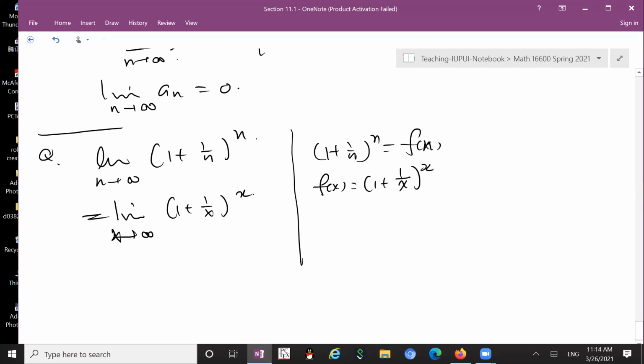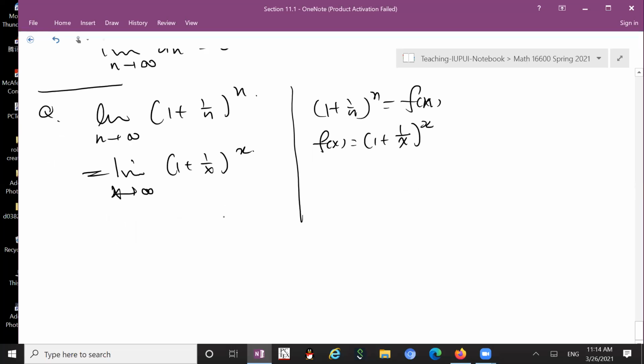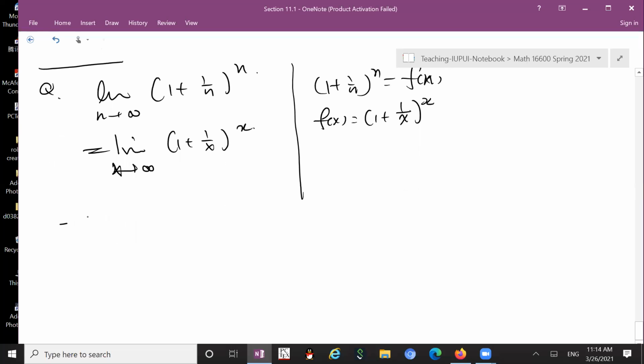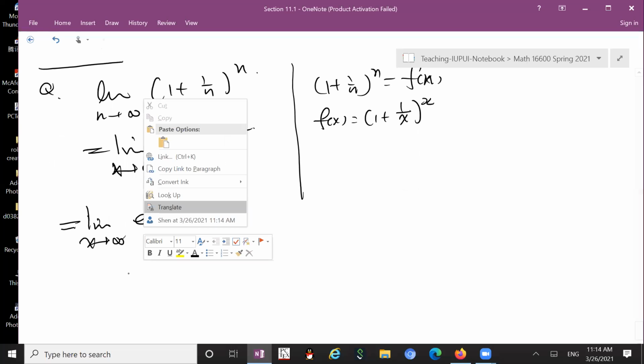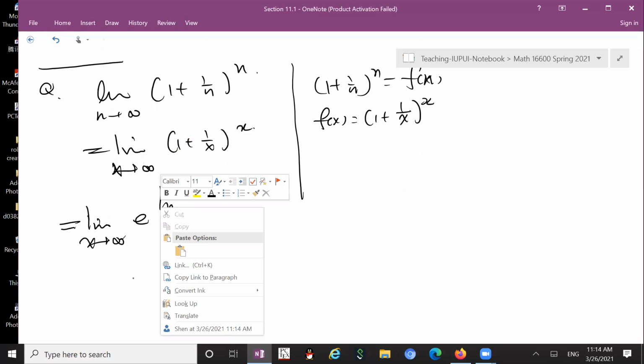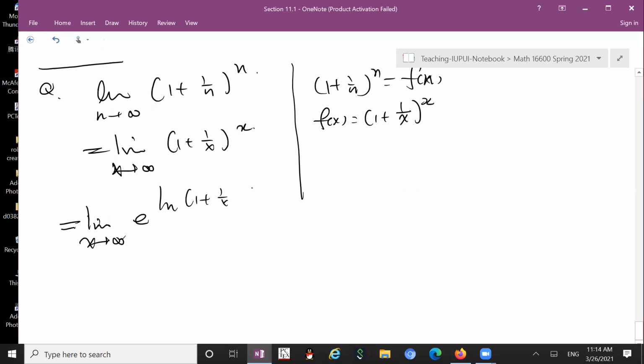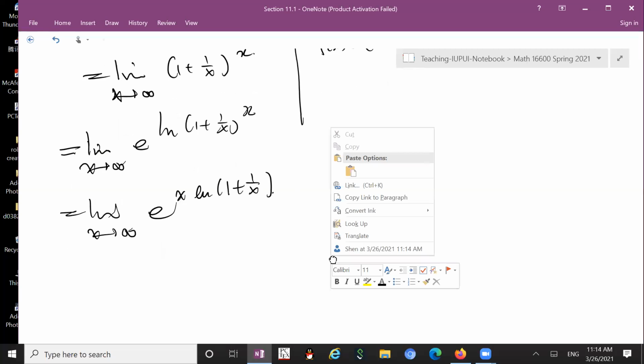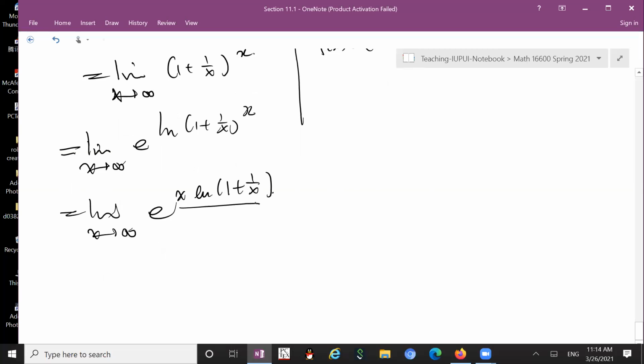All right, so the question is, how do you find the limit? You have to modify this function. I hope you still remember. It's going to be e to the natural log of this function. Then the x is moved down to the front of the natural log. So all I have to do is just find the limit of this part. What is the limit of this?